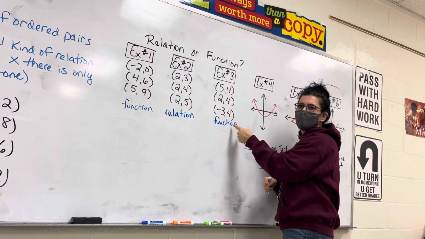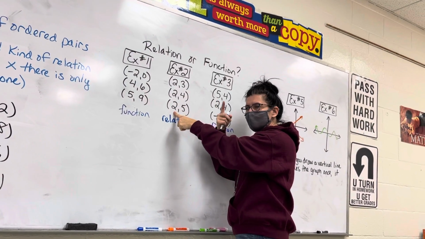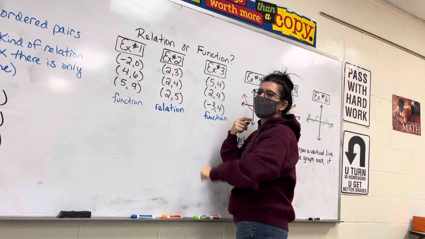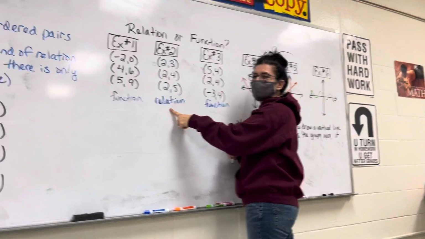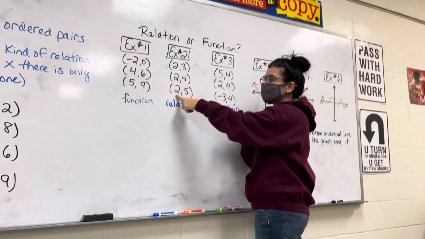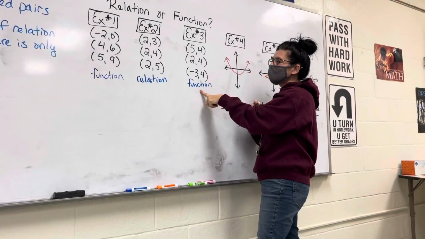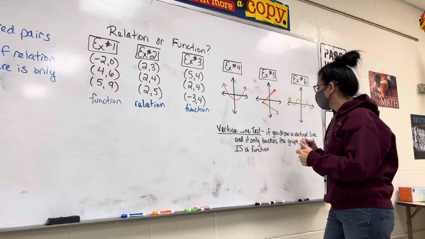It doesn't matter if your y's are repeated. It's the x's being repeated that should kind of trigger you to look at your y's, okay? So this one's a function. This one's a relation. It is not a function because for an x of 2, you have 3 different choices. This one is a function because for each x, there's only one choice of a y.